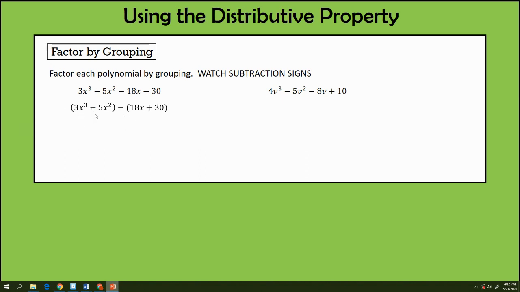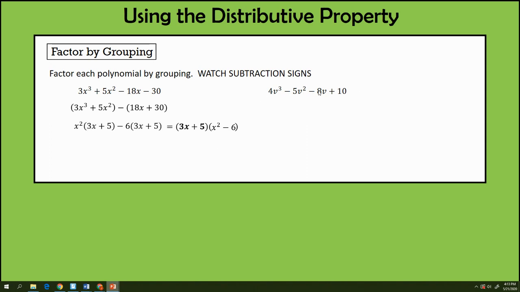What can we factor out of the first one? X squared. What can we factor out of here? Hopefully you see a 6. When I take an x squared out of my first grouping, I get 3x plus 5. When I take a 6 out of my second grouping, I get 3x plus 5. That's what we want. We want that binomial to be the same so I can factor it out and then write in what remains.